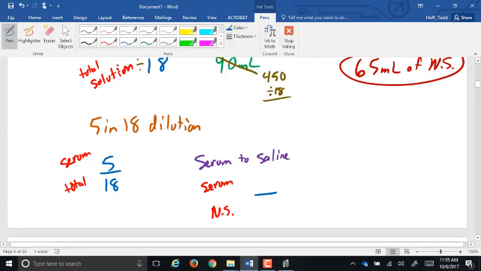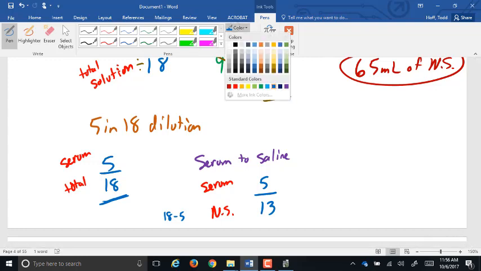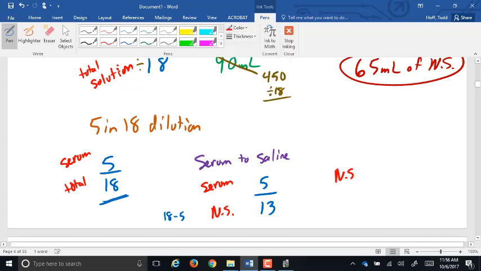Well, how many parts of serum are there? 5. How many parts of saline would there be? There's 18 total parts, and 5 of them are serum. It would be 18 minus 5 will give you 13. So we have a ratio of serum to saline. And we also can have a ratio of saline to total. The total would still be the 18, and it'd be 13 parts saline.